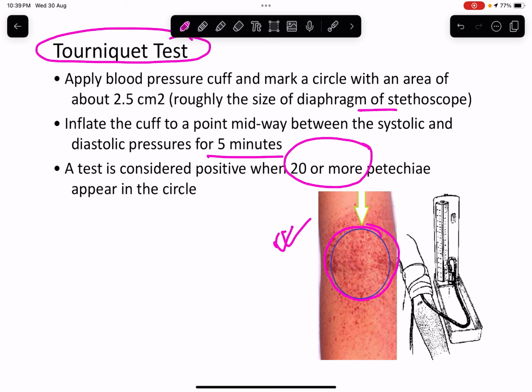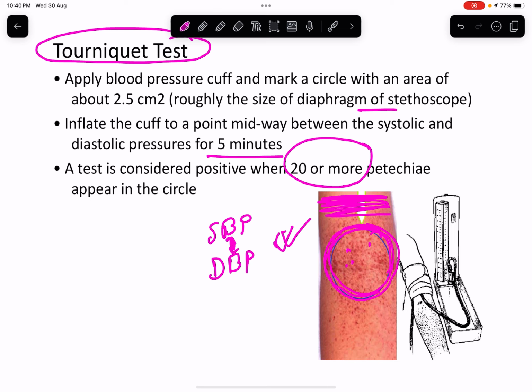That means you need to apply the blood pressure cuff out here, and then you need to inflate the cuff midway between systolic and diastolic blood pressure, and then you need to apply the pressure for 5 minutes. After 5 minutes you see the circular area you have marked in the antecubital fossa, and if you get 20 or more petechiae spots, then the test is positive. That means that the patient is at high risk of development of hemorrhage.